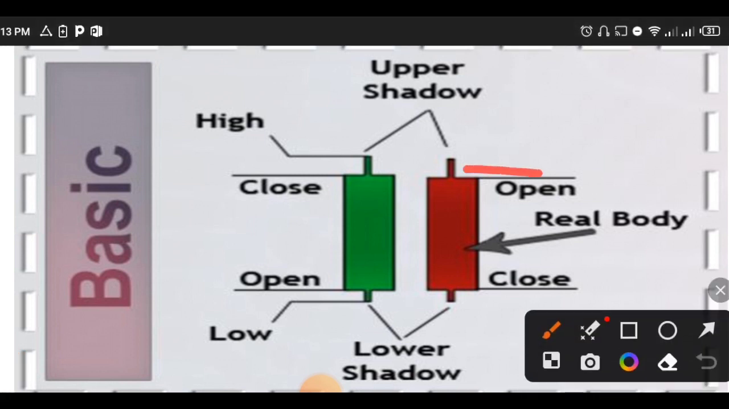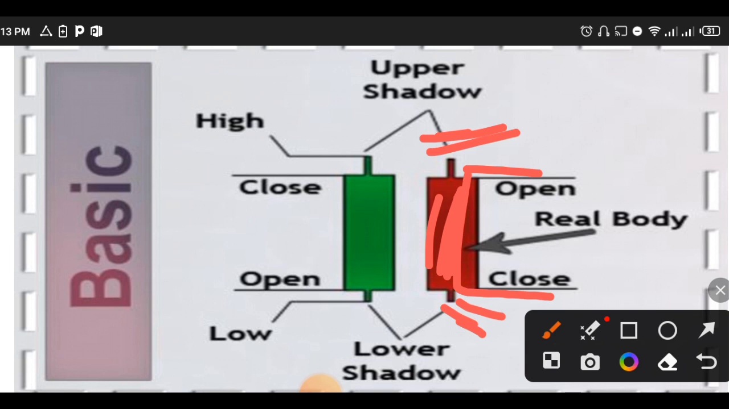So for a bearish candlestick, we have our open here. When it opens here and it closes below, it's called bearish, right? And this is the body. This is the body, guys, and this is the high and this is the low, right? So this is how a candlestick is formed.